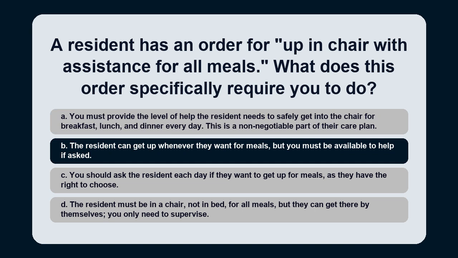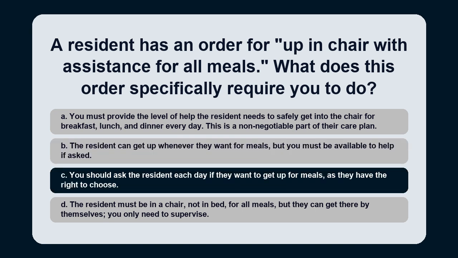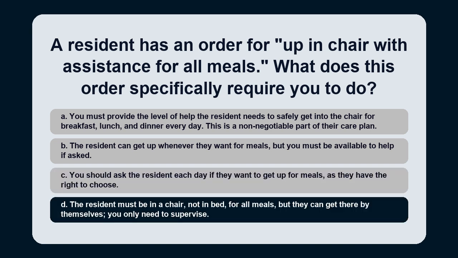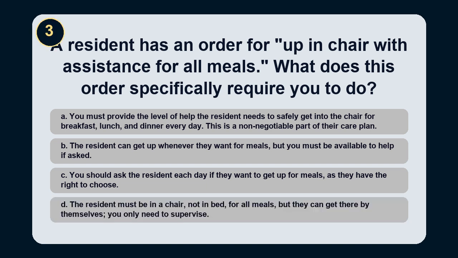Option B, the resident can get up whenever they want for meals, but you must be available to help if asked. Option C, you should ask the resident each day if they want to get up for meals, as they have the right to choose. Option D, the resident must be in a chair, not in bed, for all meals, but they can get there by themselves. You only need to supervise.